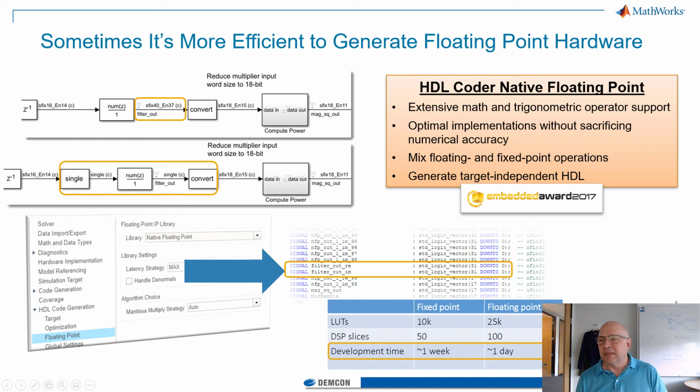Now, spoiler alert, they ended up creating this as a fixed point implementation. So the floating point was 25K, fixed point was 10K, and also a 2-to-1 difference in DSP slices. But the development time for the floating point was just a single day, whereas it took them a week to do the fixed point implementation. So this is the case where they were able to get that feedback from surgeons using the floating point implementation before they went to the trouble of doing the fixed point conversion.